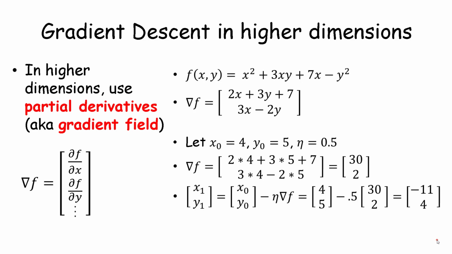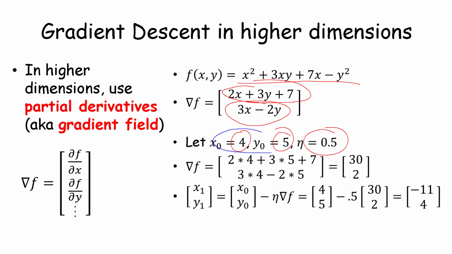In two or higher dimensions, we would make use of the partial derivatives, which is also known as the gradient field. Let's work through an example. Given this function right here, we take its partial derivative with respect to x and its partial derivative with respect to y. Let's use an initial value of x equals 4 and y equals 5 and a learning rate of 0.5 and find out where we should move next.